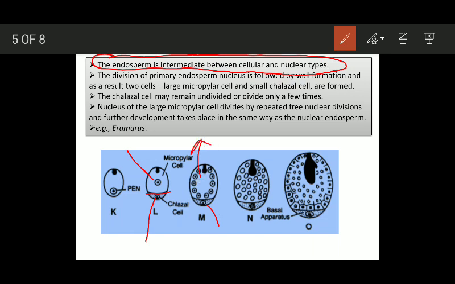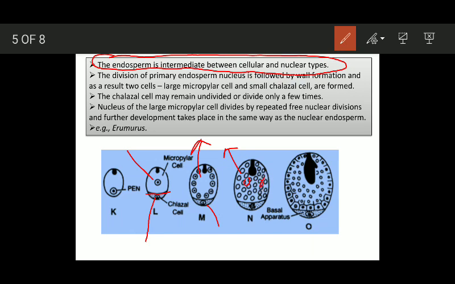The nucleus of the large micropylar cell, however, divides multiple times and results in the formation of a large number of free nuclei. It is very much similar to the nuclear endosperm formation. यहाँ पे आप देख लीजिए, the nucleus of the large micropylar cell divides by repeated free nuclear divisions, and further development takes place in the same way as the nuclear endosperm. फिर क्या हो जाता है, बहुत सारे free nuclei बन जाते हैं.